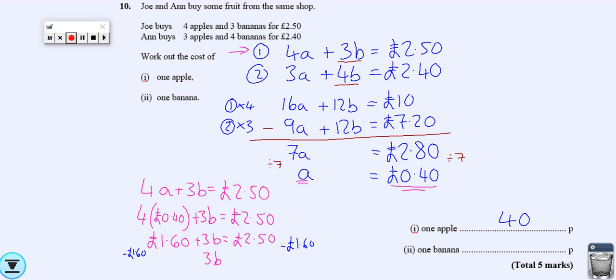To leave us with 3b equals 90 pence. Therefore divide by 3 to get 1b equals 30 pence. We can always check our answer to this. We plug 40 and 30 back into any of these equations, they should always give us the right answer there.